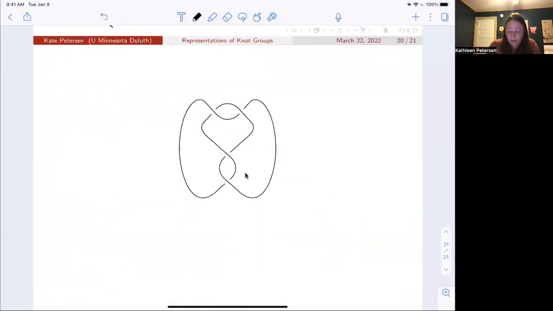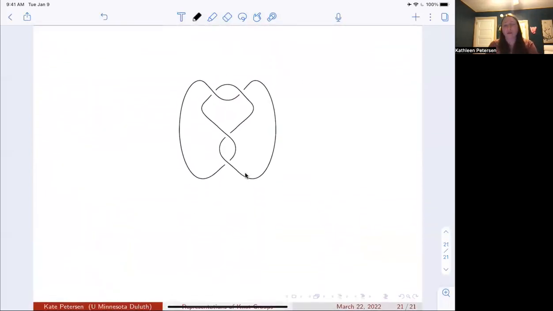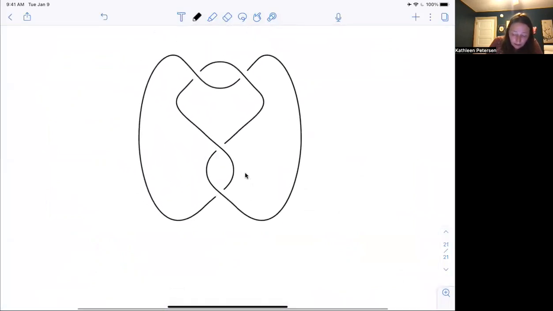Okay, the last thing I want to do is just to show you with the figure 8. I'm not going to write down the actual equations, but just to make sure that it's clear how this labeling goes. So first, I need to make sure I've got an orientation of the knot. So I'm going to orient it all the way around.